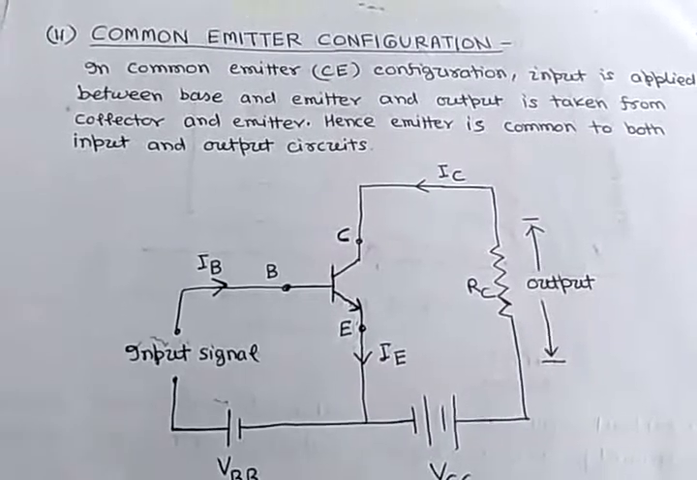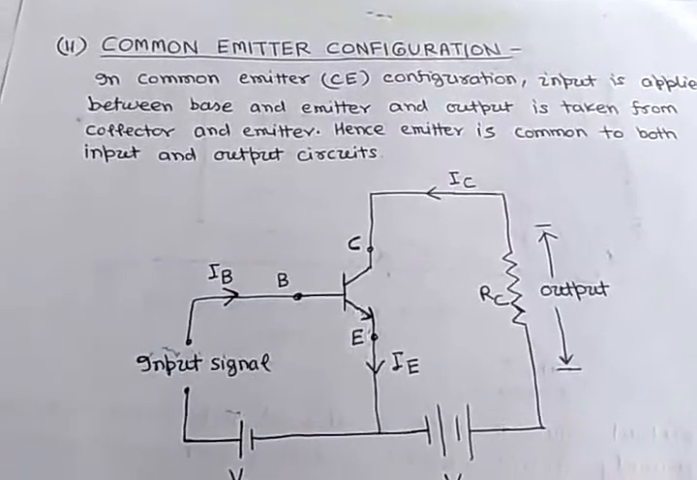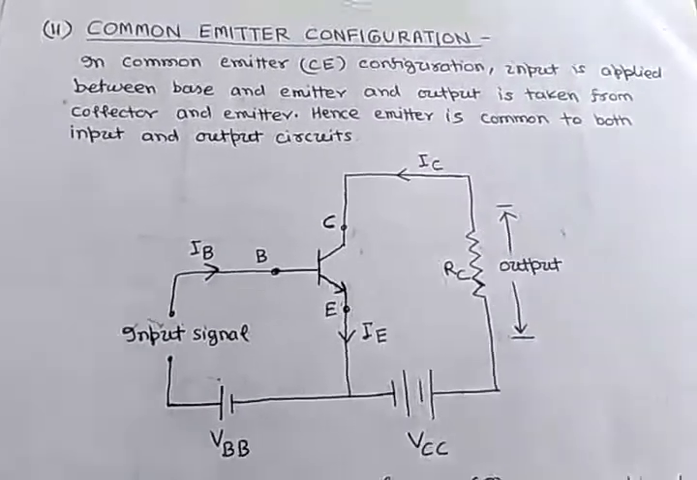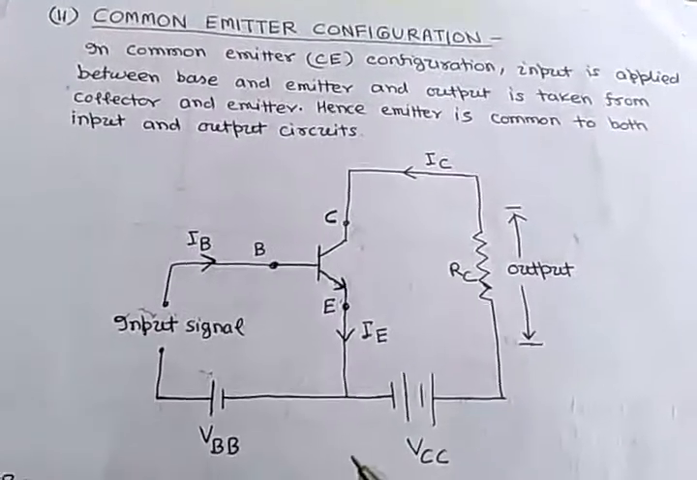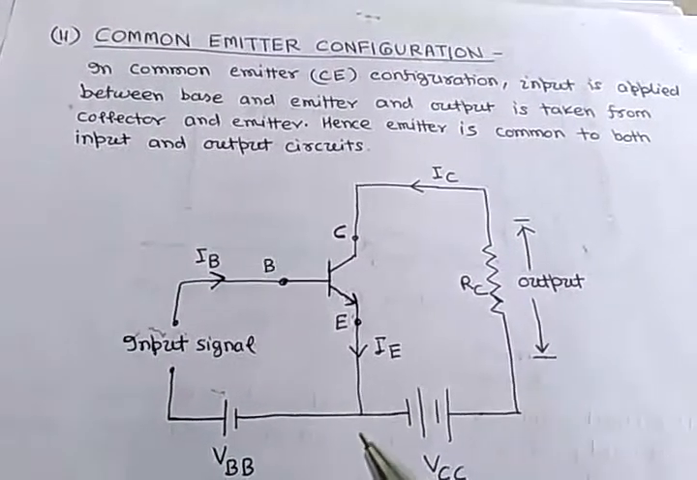The second type of bipolar junction transistor configuration is common emitter configuration. This figure shows the structure of common emitter configuration.